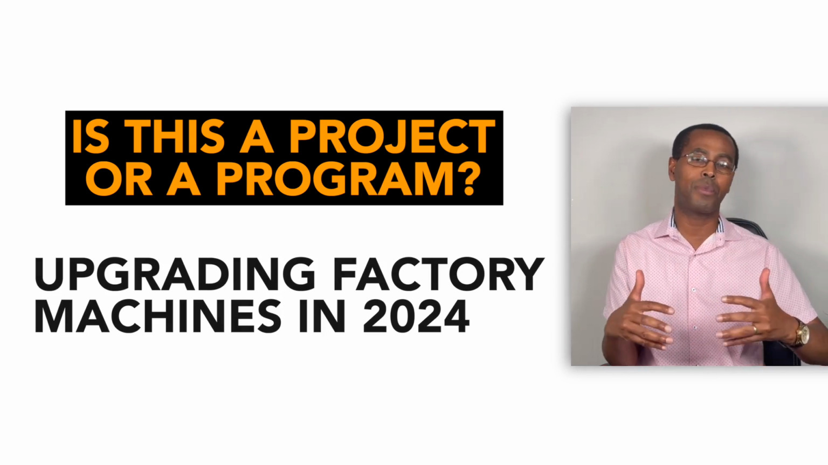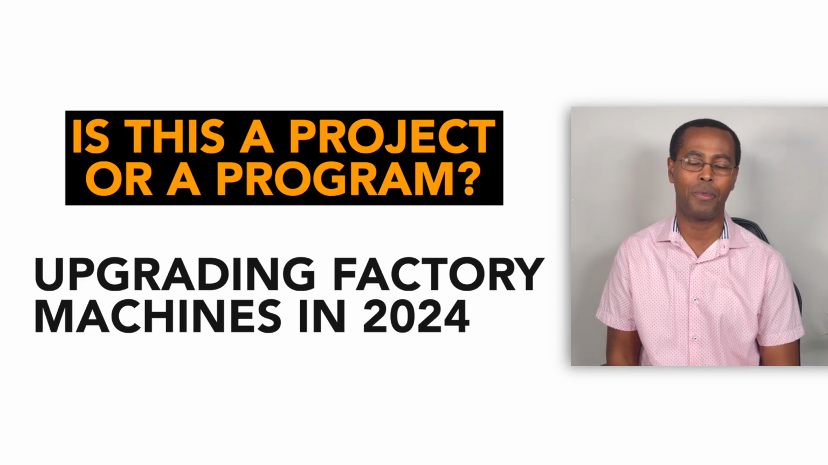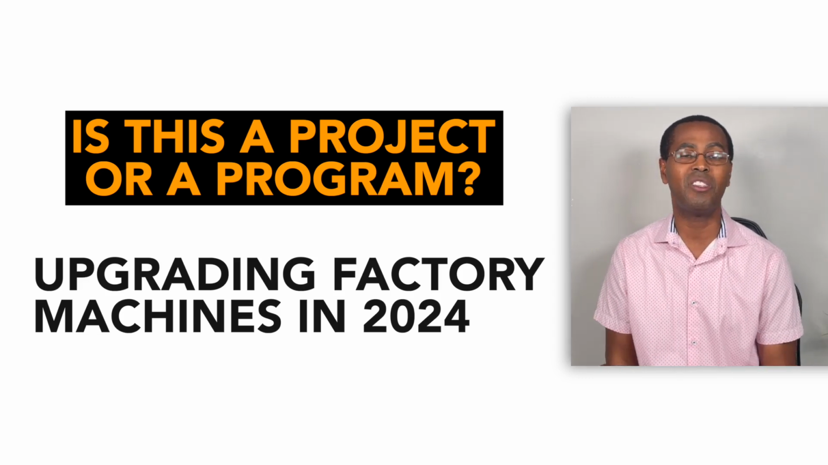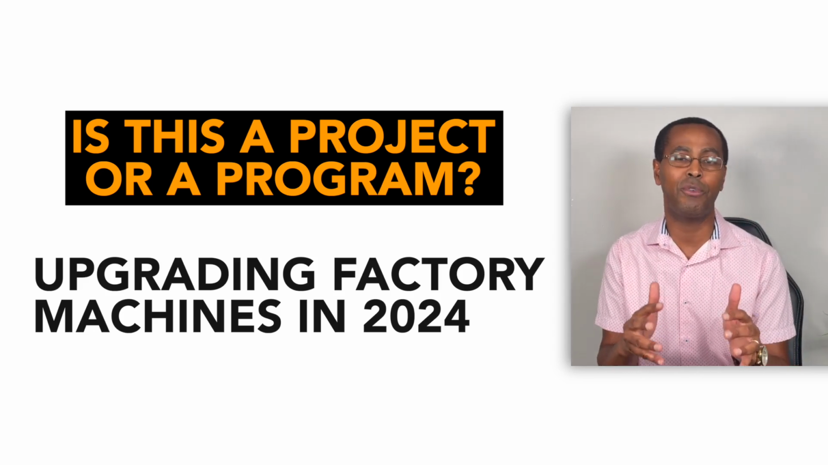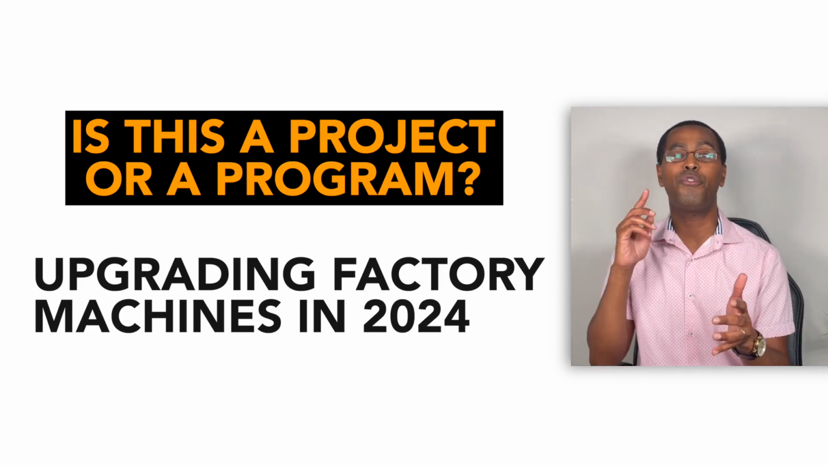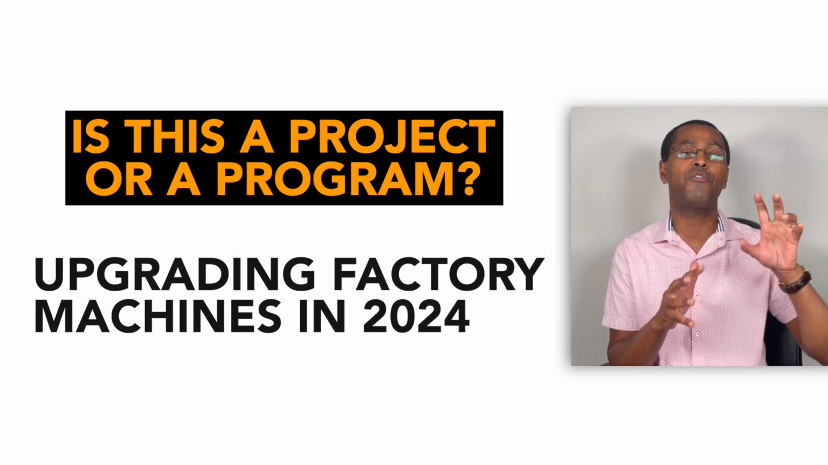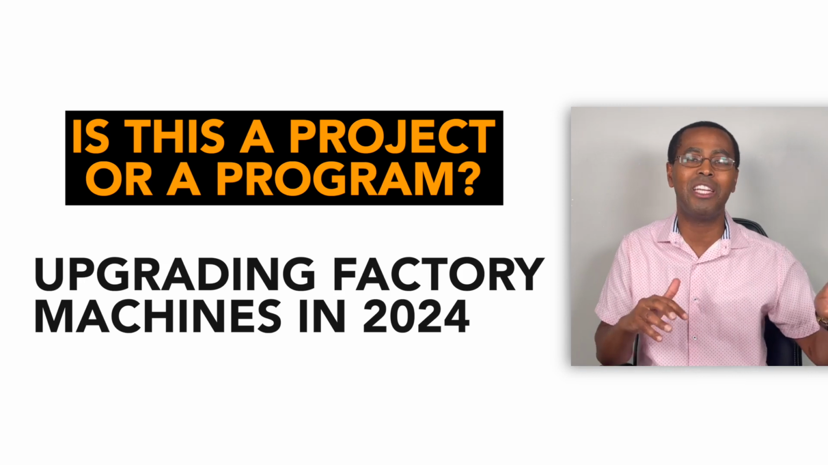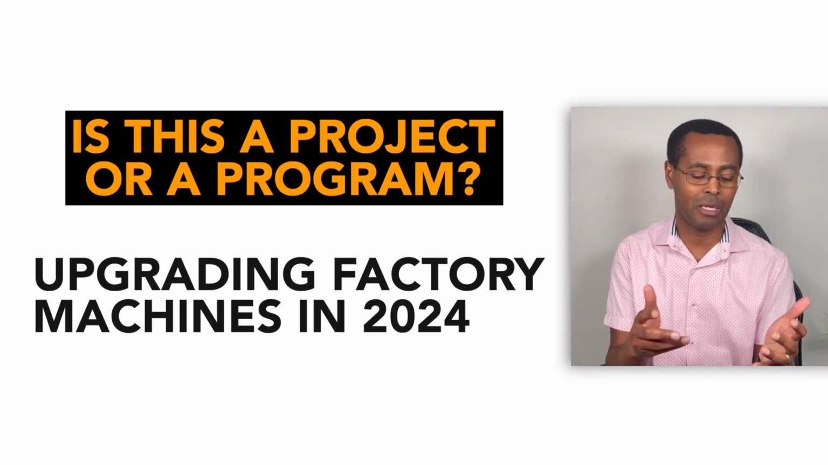If I say we are going to upgrade factory machines in 2024, or in our physics laboratory we are going to upgrade the equipment in 2024, then I have to define the scope. What equipment are we upgrading? Upgrading from what to what? From what grade to what grade? And then that definitely gives me the budget.